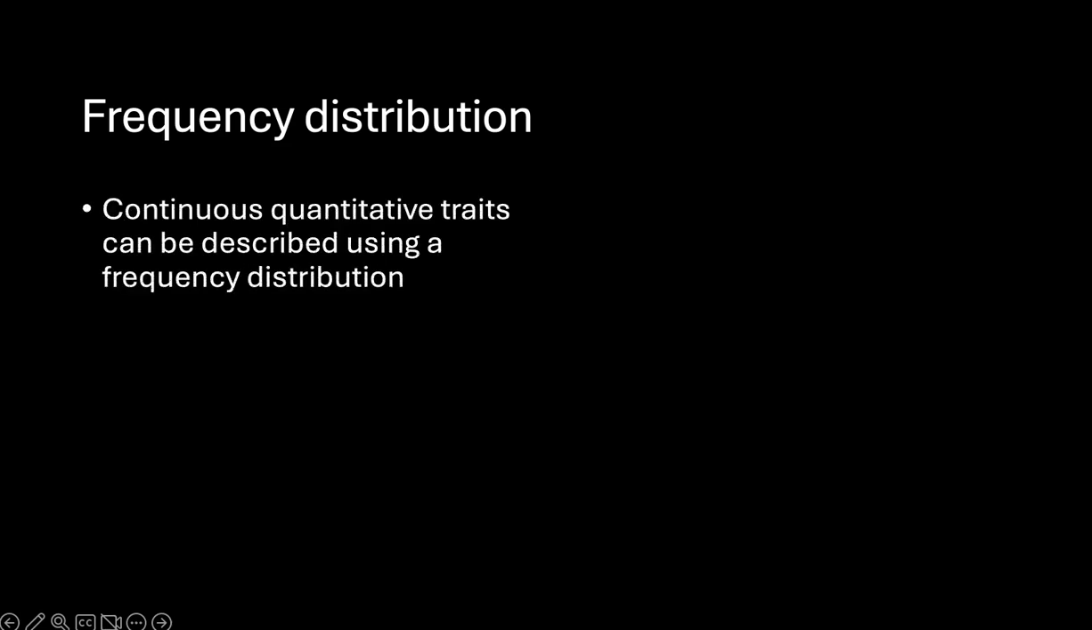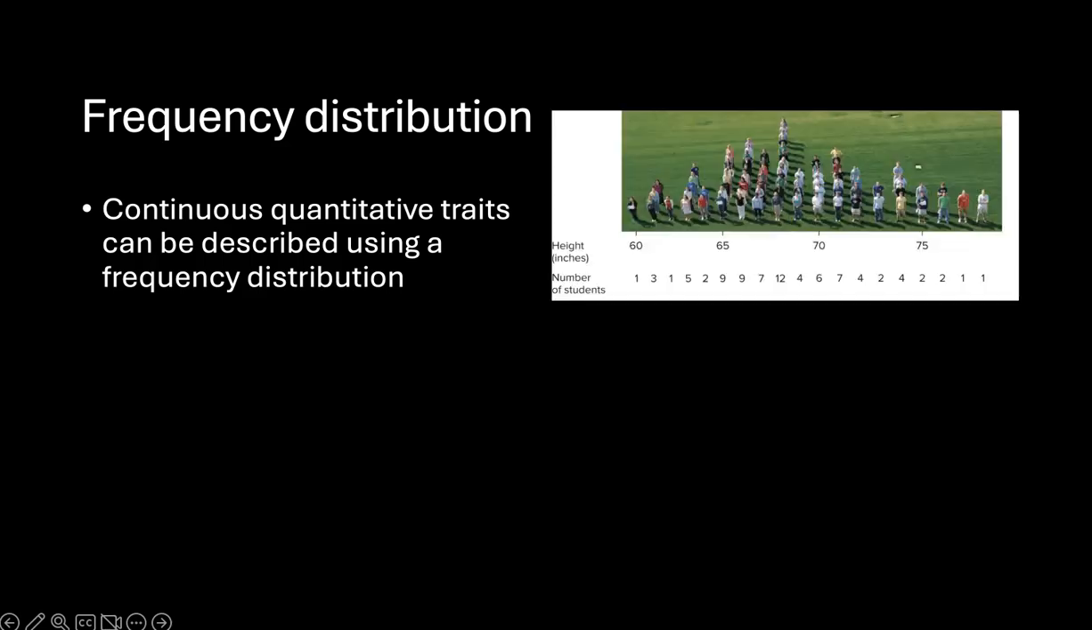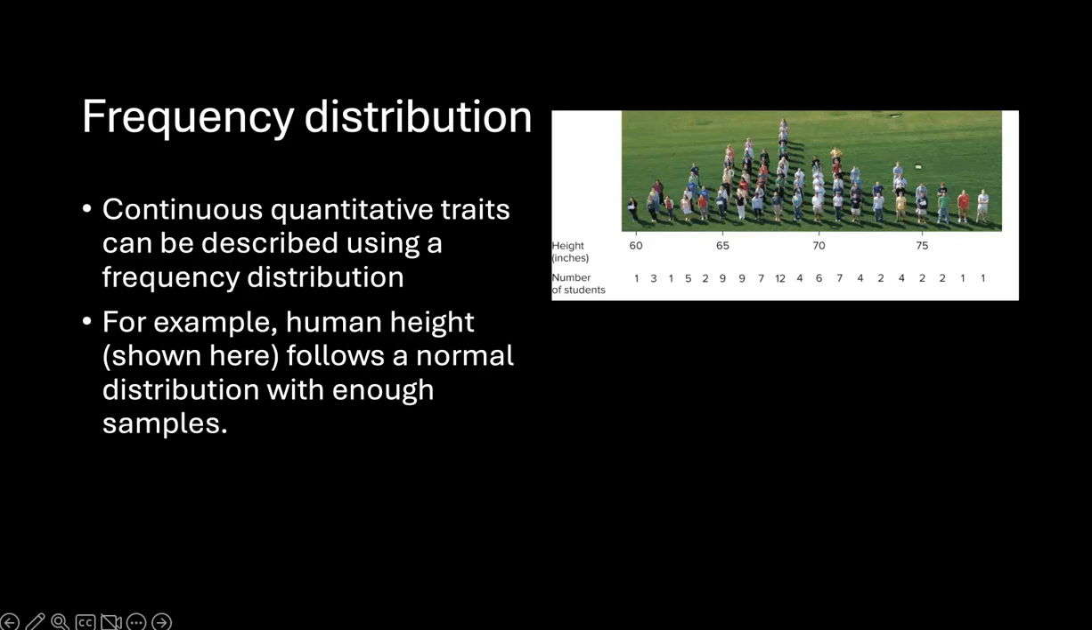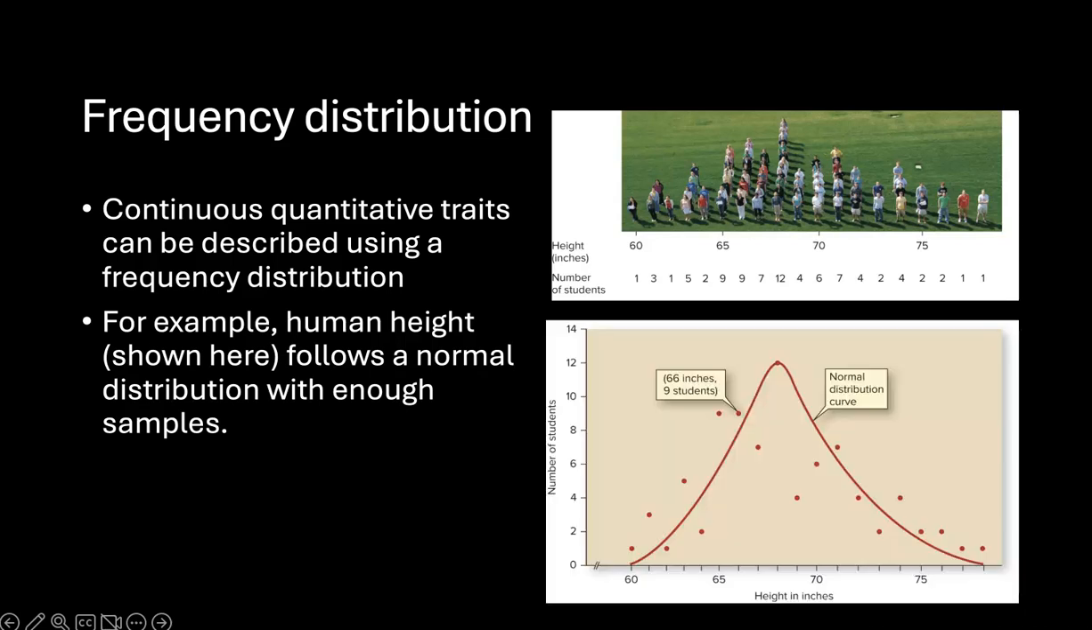Continuous and quantitative traits are often visualized using frequency distributions. These show the number or proportion of individuals with traits in particular ranges. Now, a great example of this is human height, which shows a normal distribution with enough samples, meaning most people fall near the middle of the full range of heights that are observed in humans.